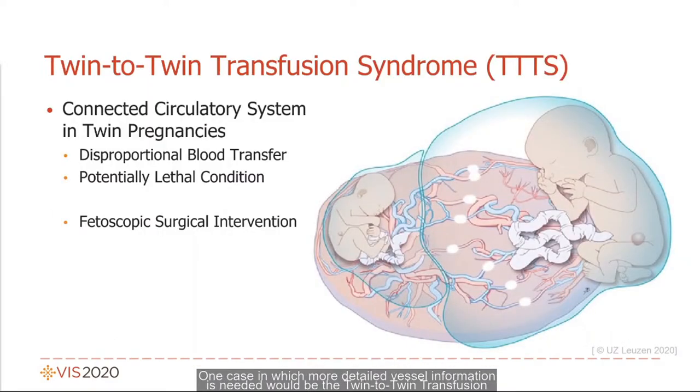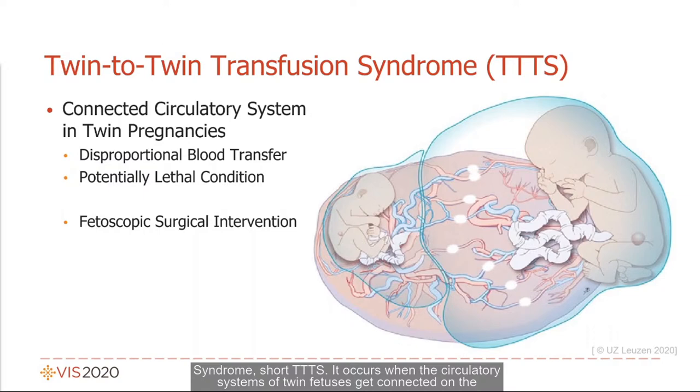One case in which more detailed vessel information is needed would be the twin-to-twin transfusion syndrome, short TTTS. It occurs when the circulatory systems of twin fetuses get connected on the placenta. This often leads to one of the fetuses getting too much and the other one getting too little blood, and can ultimately be fatal for both of them if left untreated.